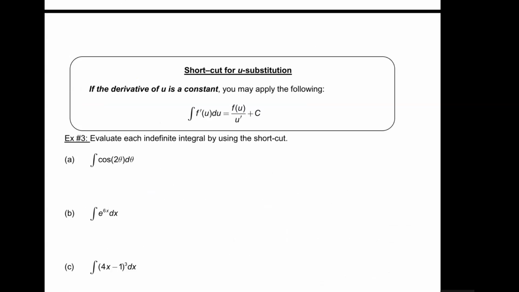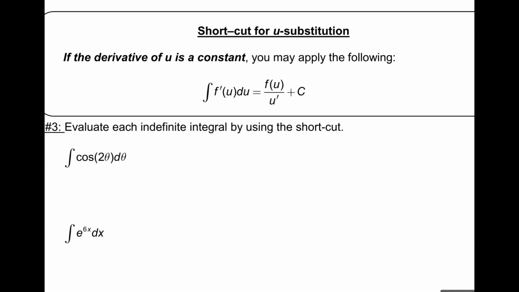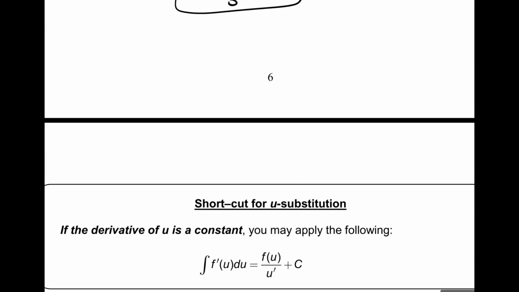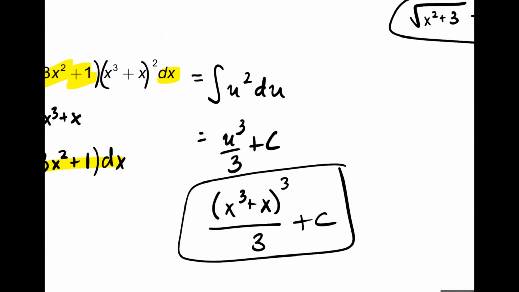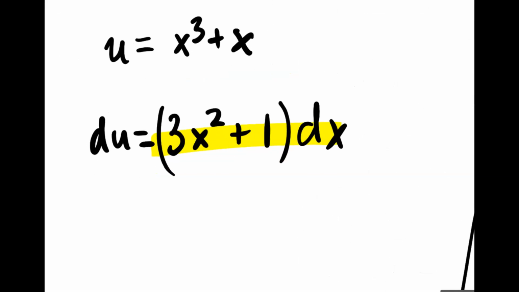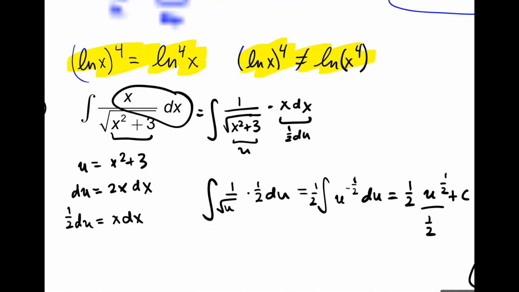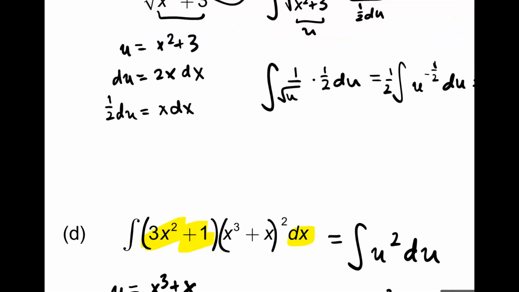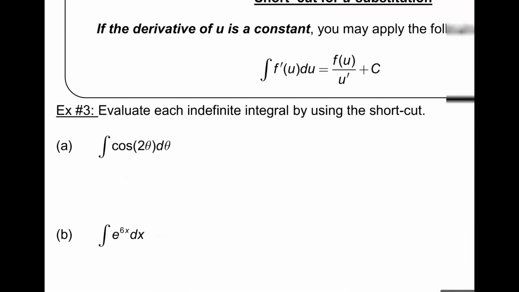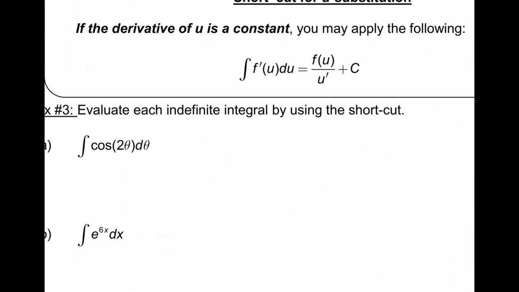Now, there's a shortcut for using u substitution if the derivative of u is a constant. When we're taking du, notice this du has a variable in it, has an x in it. But if the derivative of our u is a constant, what we can do is just divide by the derivative of the inside. So just divide by the derivative of the inside.